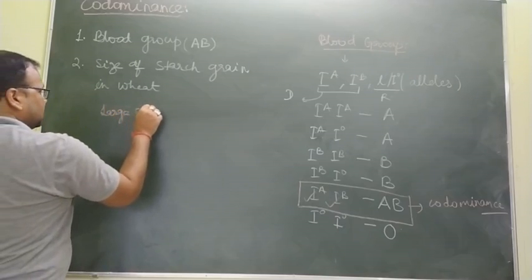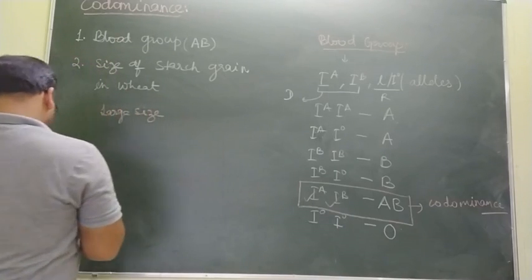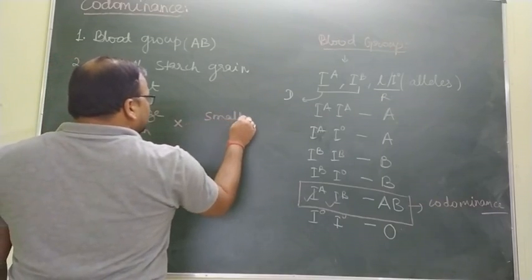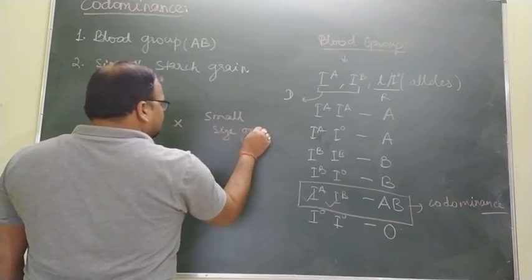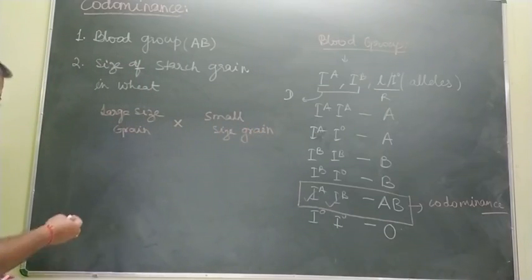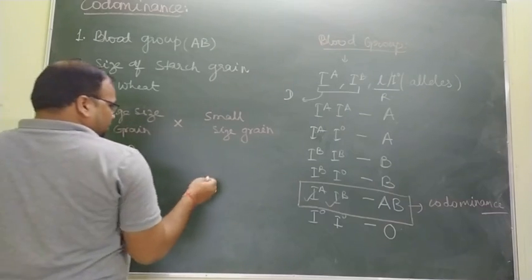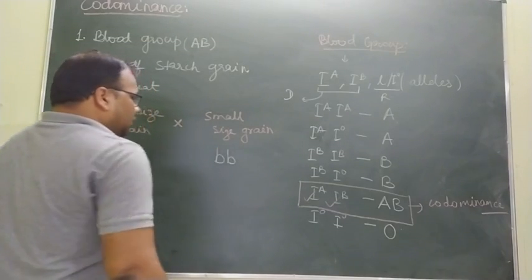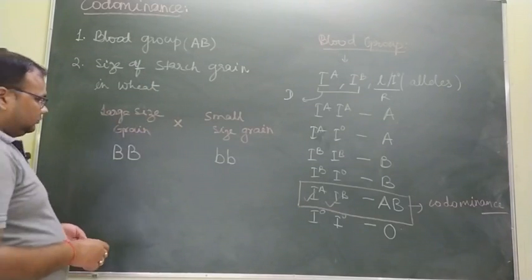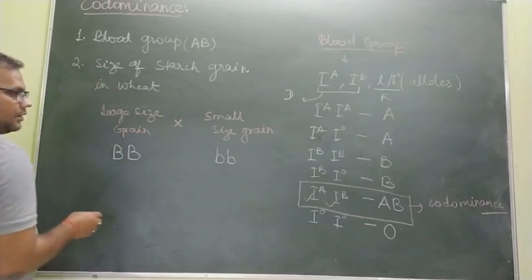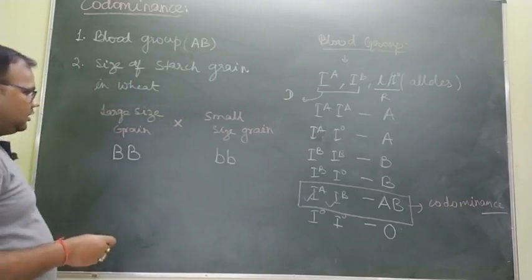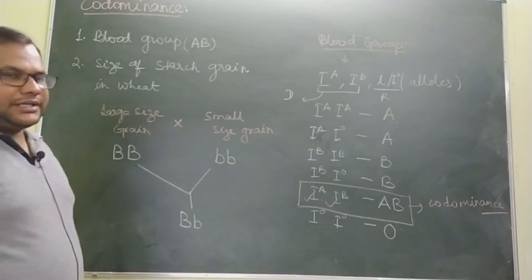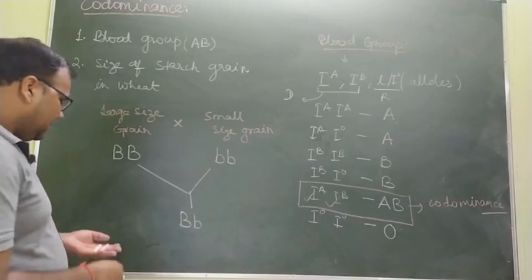So इसमें large size grain cross with a small size grain. सपोज हम लार्ज साइज ग्रेन को कैपिटल बी से रिप्रेजेंट करें, then the small size grain will be small b. And F1, after this fertilization, after this mating or reproduction, the plants which will be produced in first generation will all be intermediate size grains. मीन्स इसमें क्या होगी, ग्रेन की साइज इंटरमीडिएट होगी.